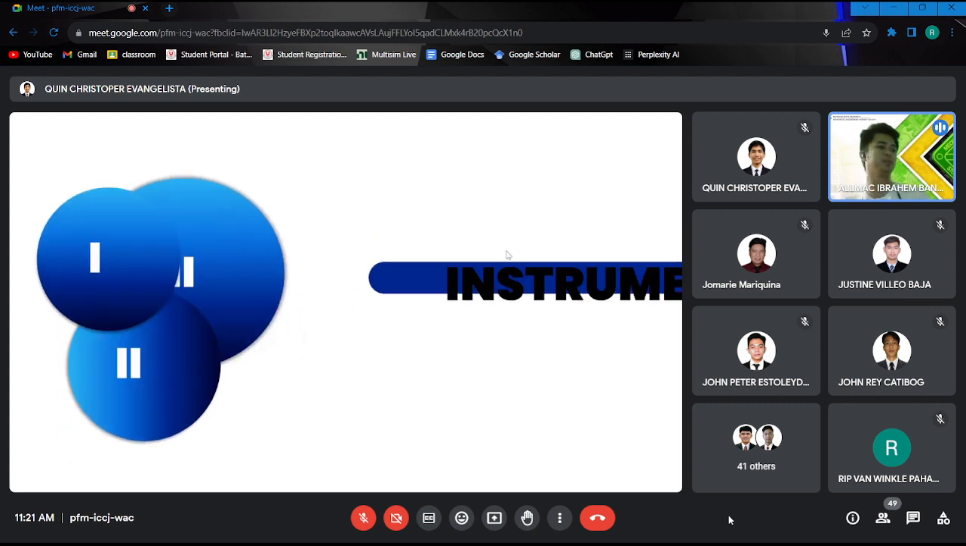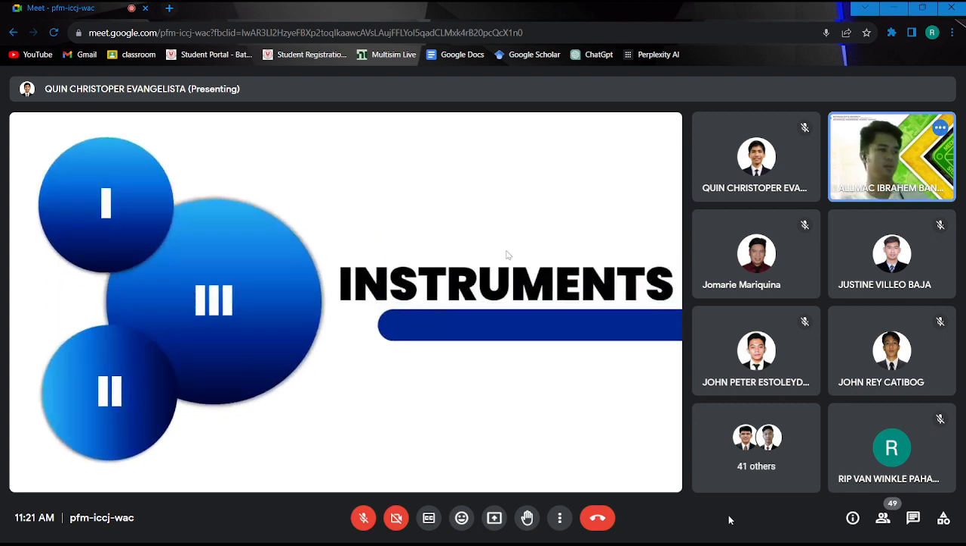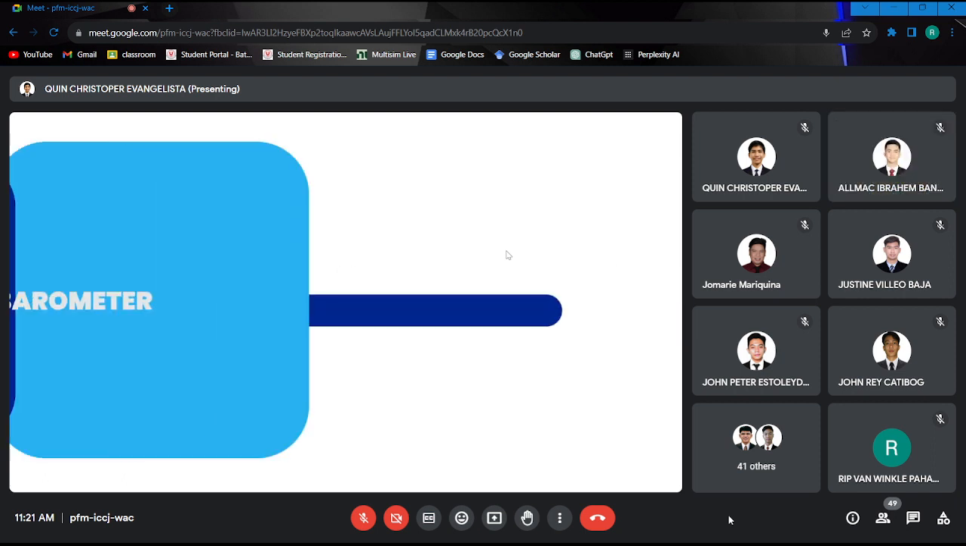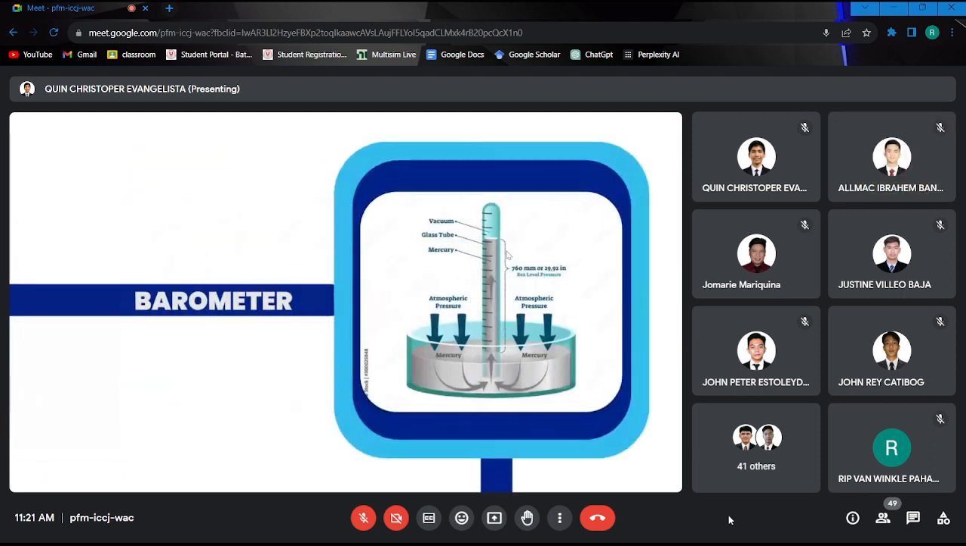So next one po will be the instruments used in measuring pressures. Good morning po. Now let's start discussing one of our group's main topics po, which is yung pressure measuring instruments. Ang first po in our instruments is barometer. Ito po makikita po natin sa picture kung ano yung itsura ng barometer.